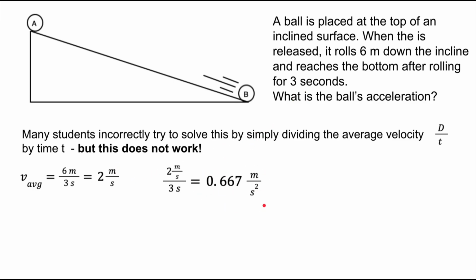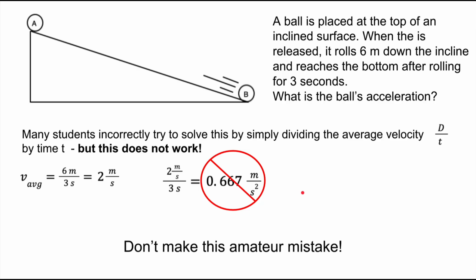But that is not the answer. If you recall, the answer was 1.333, and that is half of it, isn't it? Okay? So this does not work. Don't do it this way. This is a mistake I see made so many times, and it's just embarrassing. So instead, what you're going to do is this.